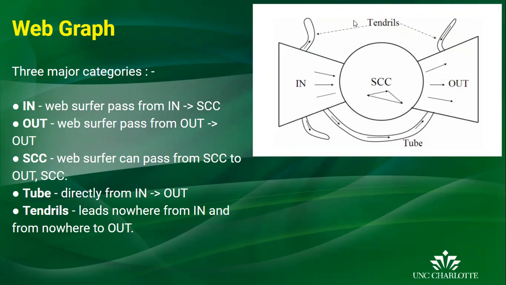We also have two other components, the tubes and tendrils. The tube is shown here. A tube is where the web surfer goes directly from the IN component to the OUT component. The tendrils are components that do not lead anywhere from the IN component, and do not lead from anywhere to the OUT component. So these are the basics of the web graph.